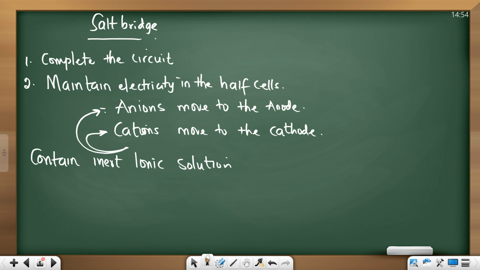All right. Contains inert ionic solution. That's why we say anions and cations. Meanwhile, Nonkuleko does not even know how to sing.